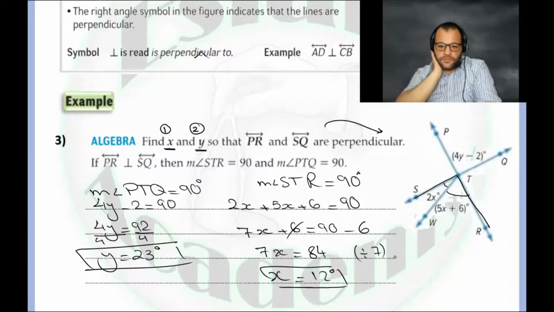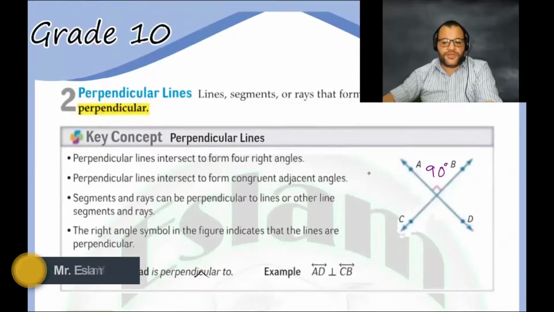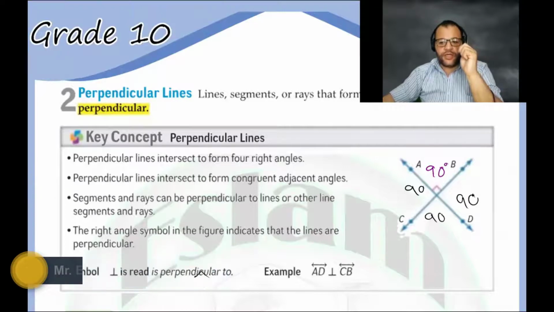What if it was PTS? What will be the value? It would also be 90. QTR also 90. PTQ also 90. If it was PTS, it's still 90, right? Yes, this one is 90, because any two perpendicular lines make 4 equal angles. Each one of them is equal to 90. This one is 90, this one is 90, this one is 90.